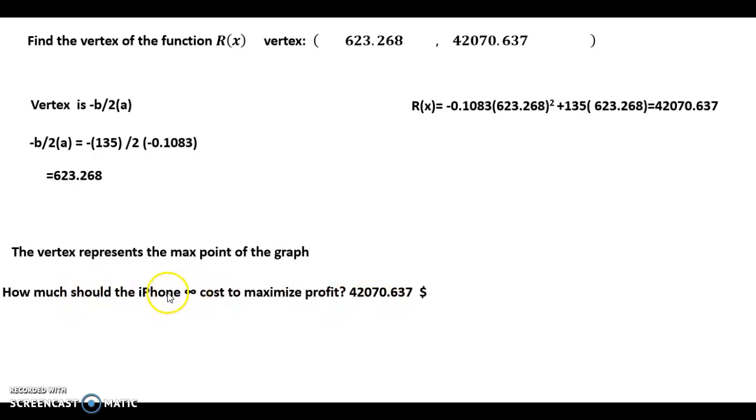So how much will the phone cost to maximize profit? It will be $42,070.677.